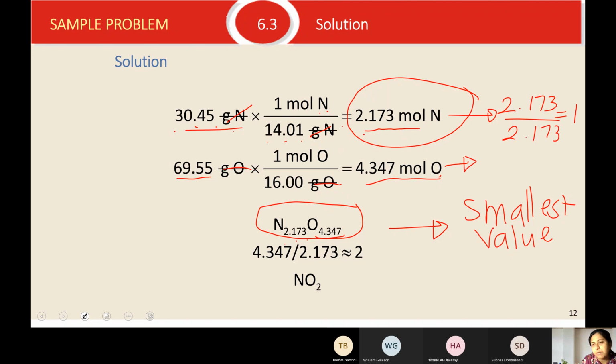And then I divide the 4.347 by 2.173. I'll get around 2. When you get something like 1.98 or 1.8, you should round it to the nearest integer. You need to present this empirical formula in positive integers. So I got these integers as 1 and 2. So I'll write the empirical formula as NO2.